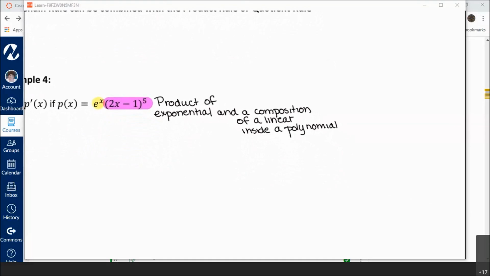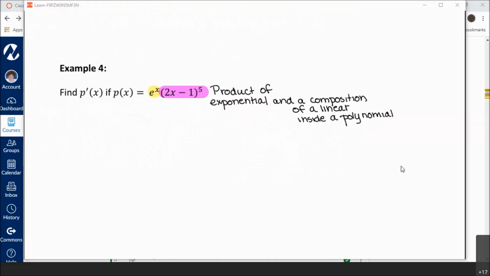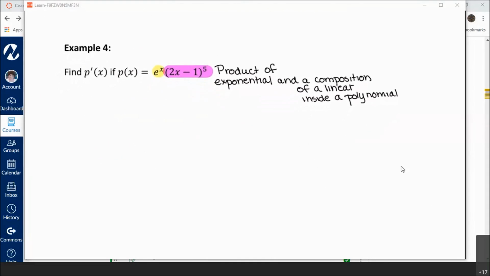So how do we attack this? We have to use our product rule, but when we take the derivatives of each of the factors, we're going to need to use the chain rule on one of them. Does that make sense to people? So start with the product rule. P prime of x: let's call this f, and let's call that g.